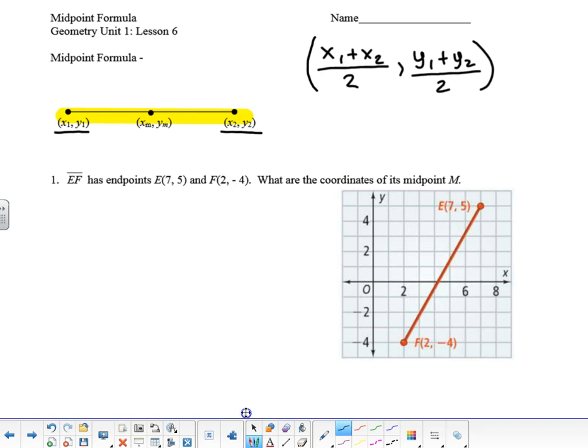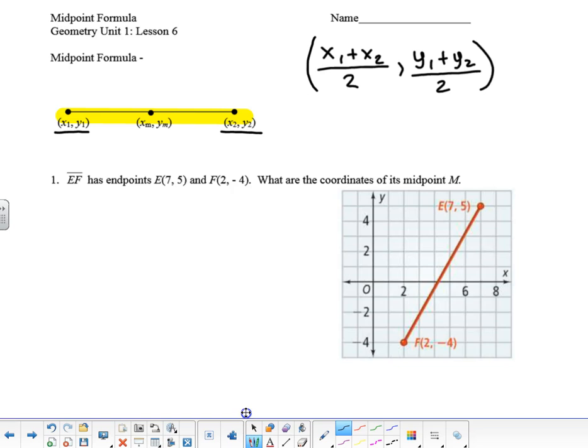x1 plus x2 divided by 2, comma, y1 plus y2 divided by 2. The midpoint formula, that's for you. You have to add and divide by 2. x1 plus x2 divided by 2, comma, y1 plus y2 divided by 2. The midpoint formula, that's for you. You have to add and divide by 2.